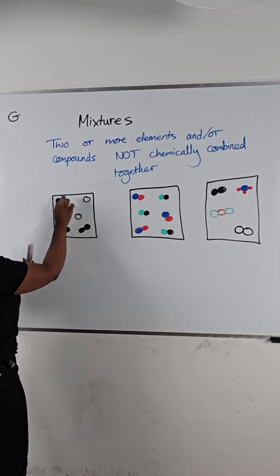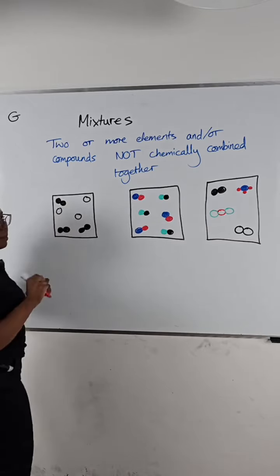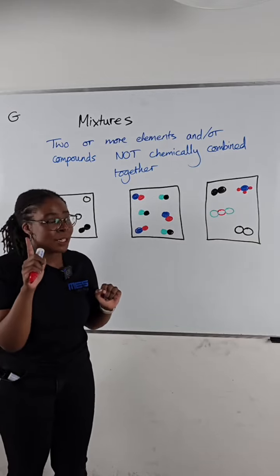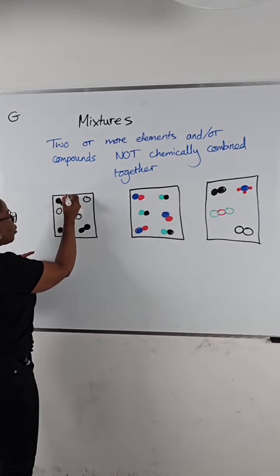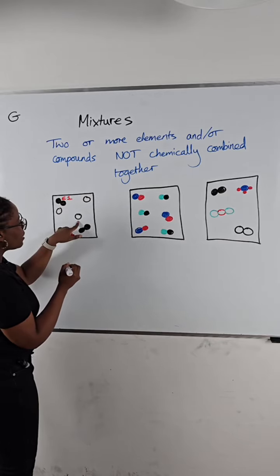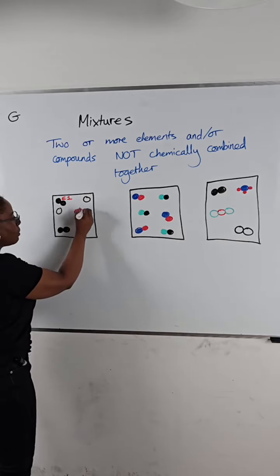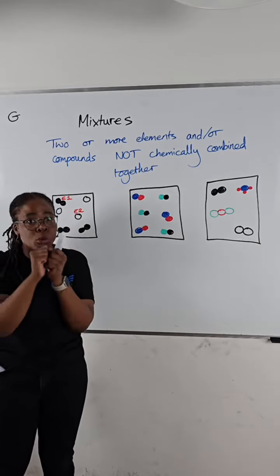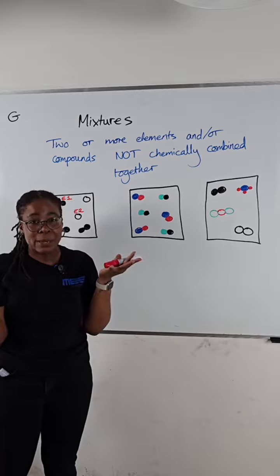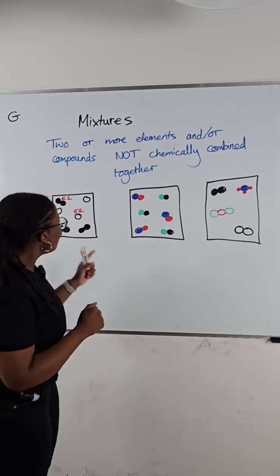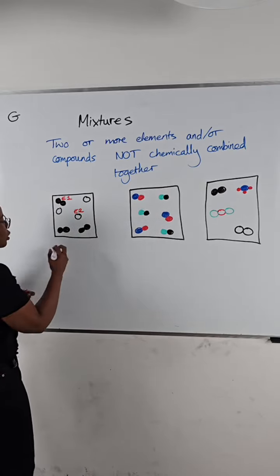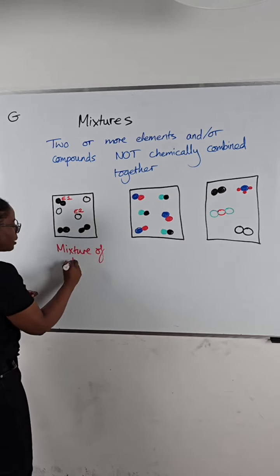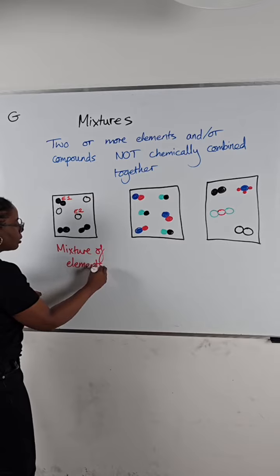We've got these black ones, and then we've got these empty ones. Now, each one is made up of just one type of atom. So this is an element. I'm going to call it element number one, but also this being just one type of atom is also an element, number two. Now, element one and element two are not joined together. They're existing in the same space, but they're not chemically combined, meaning that this is a mixture. More specifically, this is a mixture of elements, element one and element two.